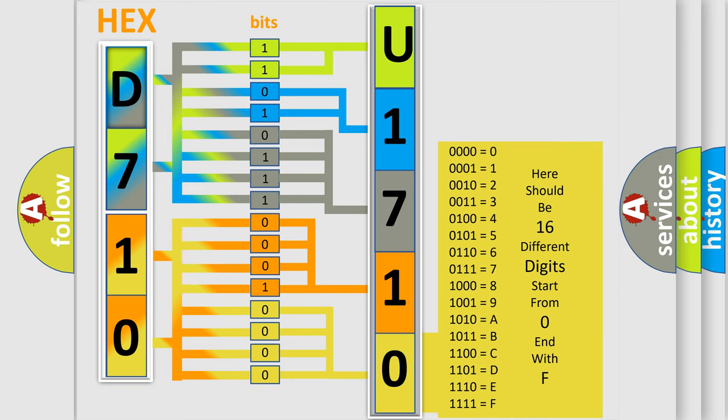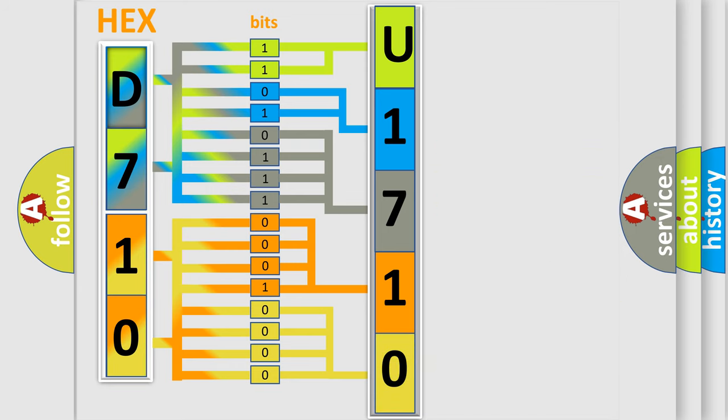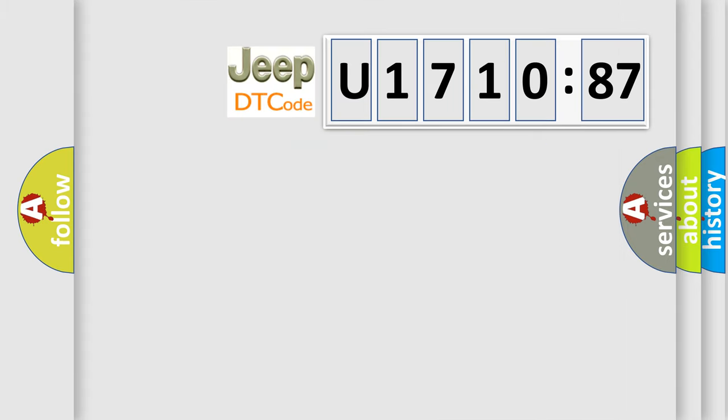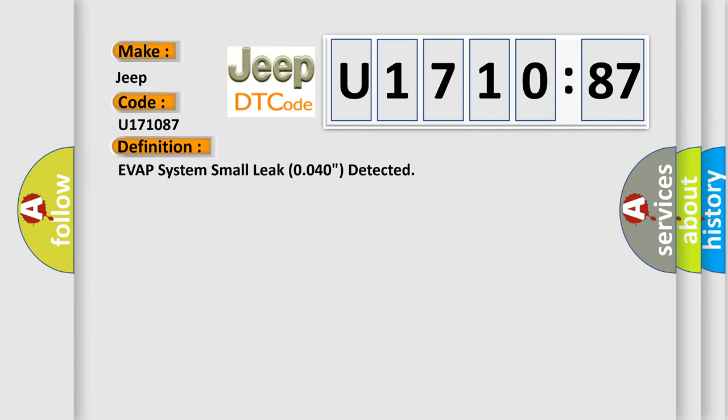We now know in what way the diagnostic tool translates the received information into a more comprehensible format. The number itself does not make sense to us if we cannot assign information to what it actually expresses. So, what does the Diagnostic Trouble Code U1710-87 mean specifically for Jeep car manufacturers? The basic definition is EVAP system small leak detected. And now this is a short description of this DTC code.